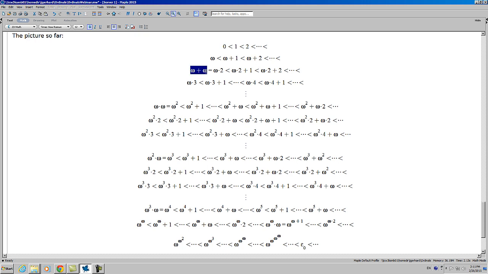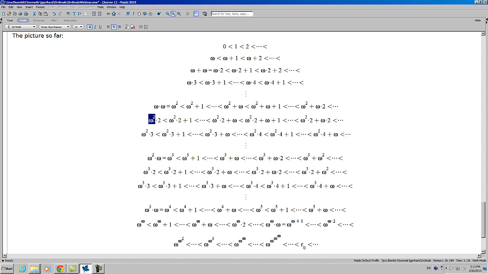The next one is omega times 2. Again, we can add 1, 2, and so on. We get to omega times 3, we can add 1, and so on. We get to omega times 4, and so on. We get to omega times omega, which is omega squared. We can add 1, we can add omega, and so on.